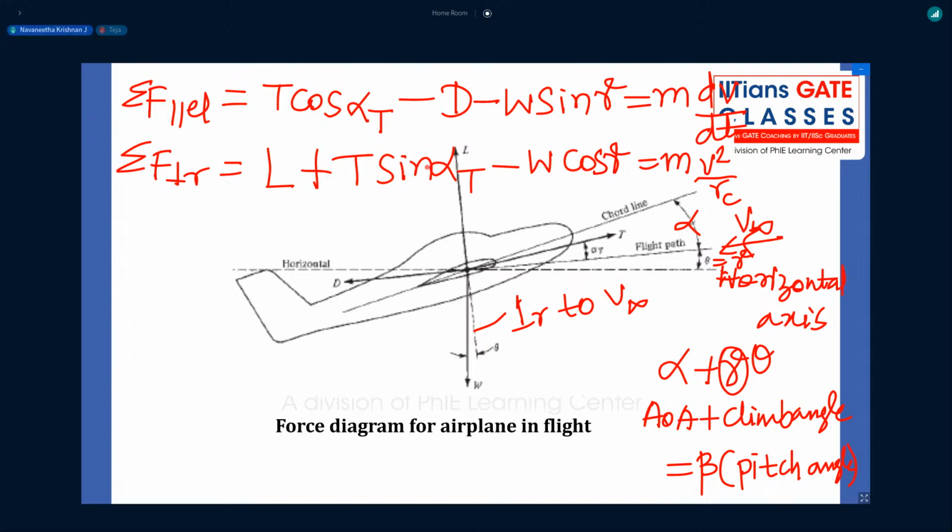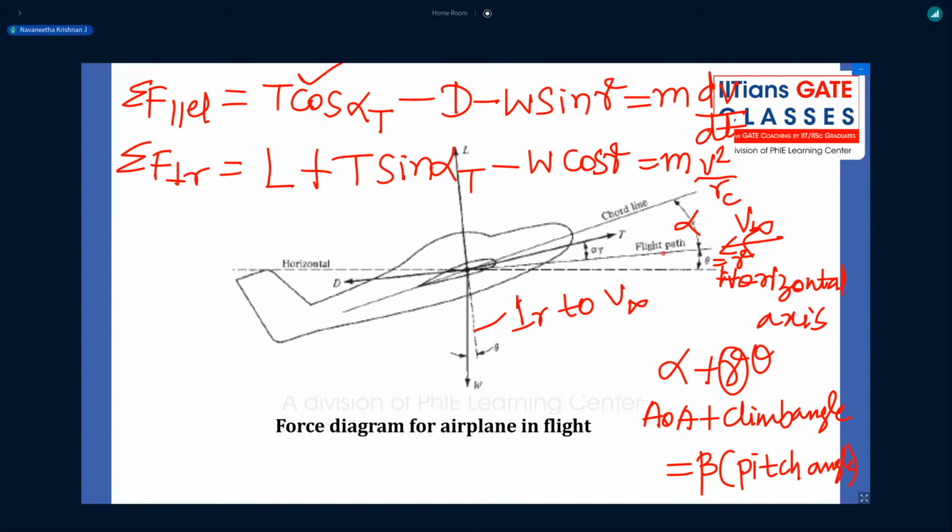Okay. See, I am resolving these forces parallel and perpendicular to free stream velocity direction. That means parallel to flight and perpendicular to flight. If I see parallel to the flight, what are the forces acting? This is your flight path, in the direction of V infinity. So if I resolve thrust, it resolves into two components, one towards the angle, one away from the angle. Towards the angle, it results in the cos component. So thrust cos alpha t. So one force.